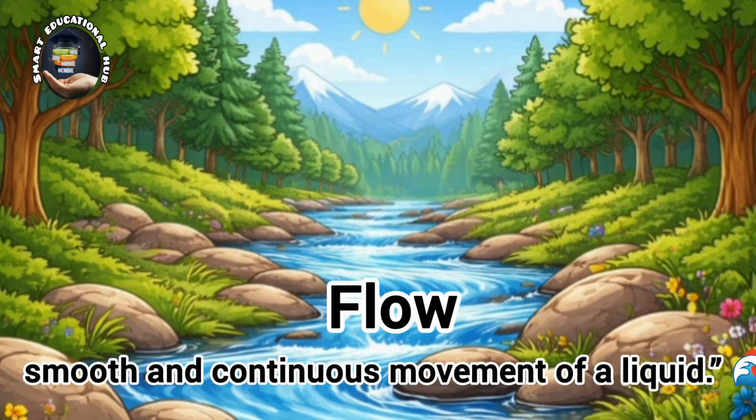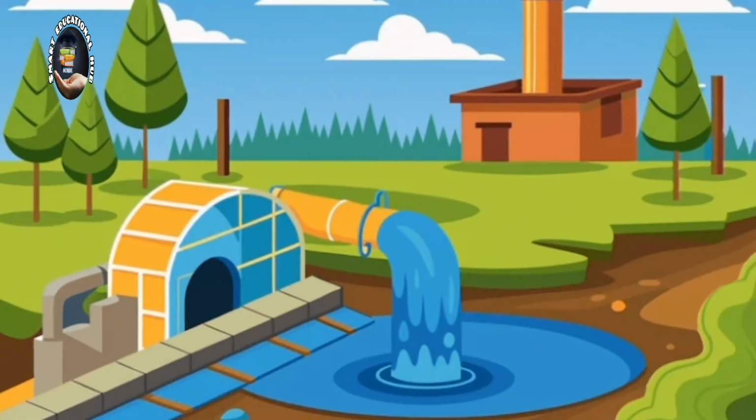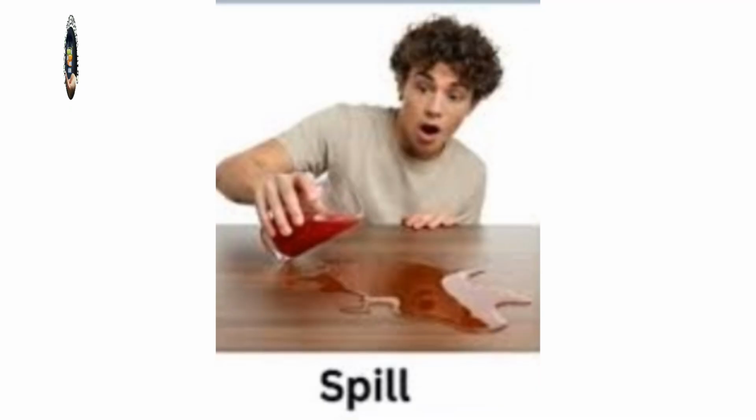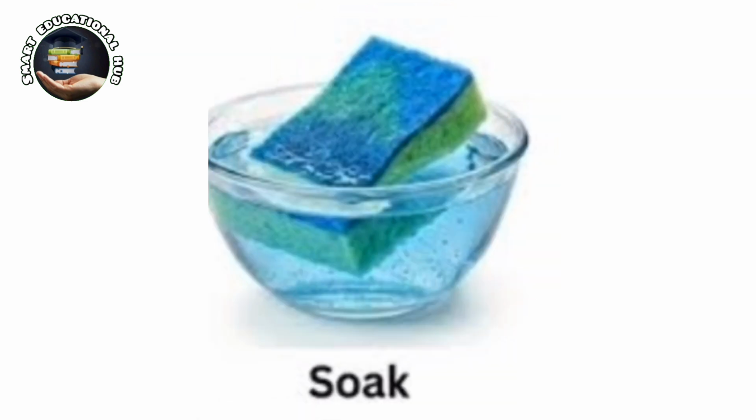Flow means smooth and continuous movement of a liquid. It describes the natural movement of something from one place to another, like water flowing in a river or air flowing through a space. Flow can be fast or slow, but it is generally uninterrupted and directed in a particular path. Let's quickly review the water action verbs which we learned today.